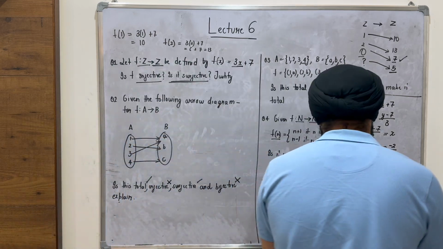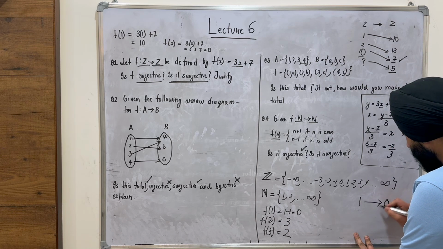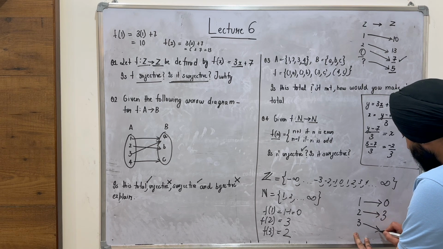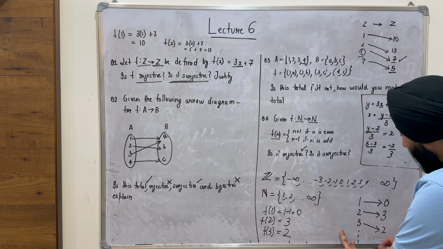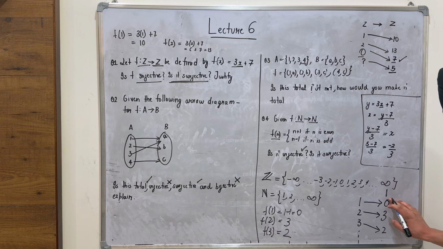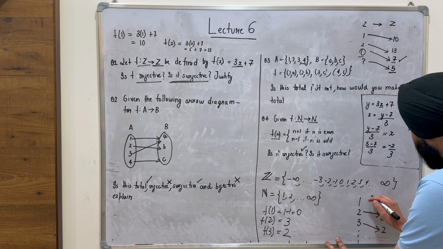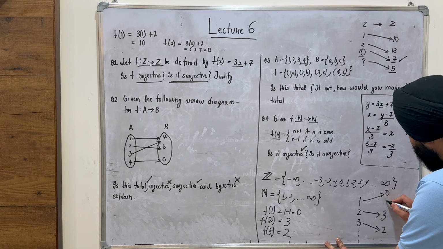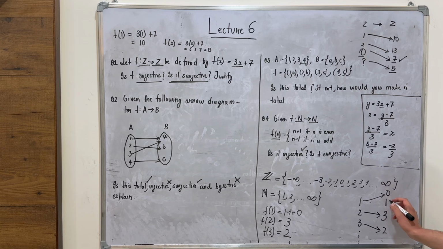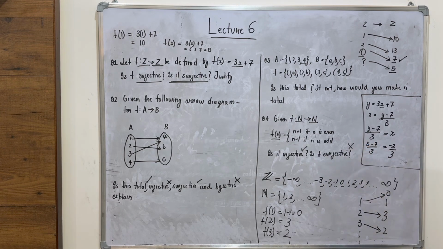So if I try to draw this diagram over here, I get 1 points to 0, 2 points to 3, 3 points to 2, and this goes on beyond our explanation. But 0 should not be a part of the codomain over here, so I should just say 1 points to 0. This 1 which comes over here does not have a pre-image, and that is why this is not going to be surjective. I hope that makes sense.